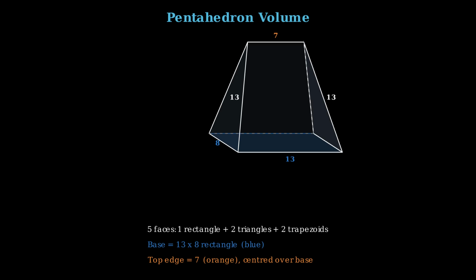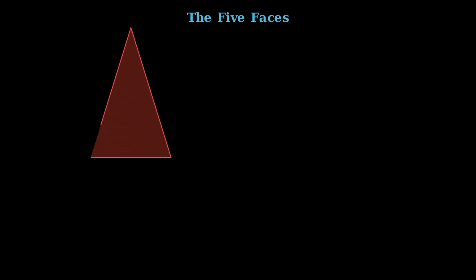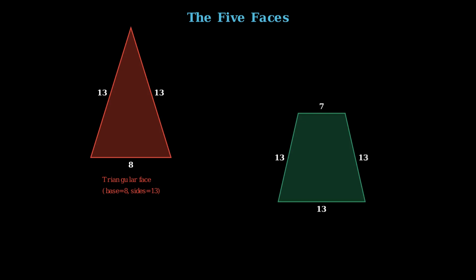The 5 faces are 1 rectangular base, 2 triangular end faces, and 2 trapezoidal side faces. Let's look at each face in detail. The 2 triangular end faces are isosceles triangles with base 8 and both equal sides of length 13. The 2 trapezoidal side faces are isosceles trapezoids with parallel bases of 13 and 7, and non-parallel legs of 13. Notice that all the slant edges have length 13, the same as the base length. This symmetry will help us find the height.